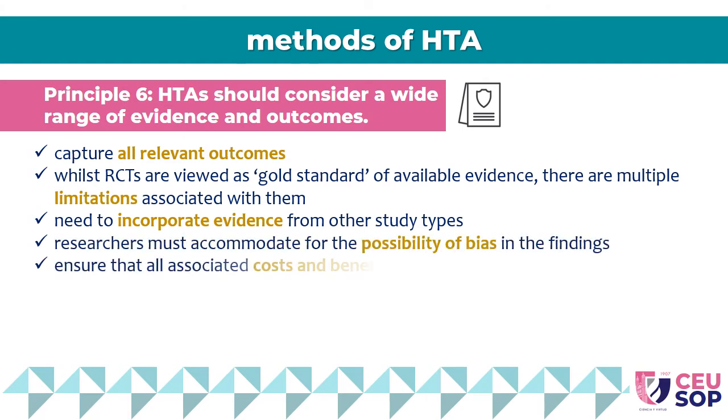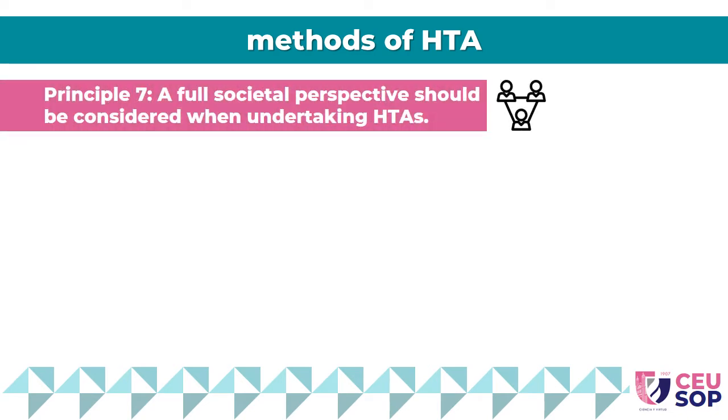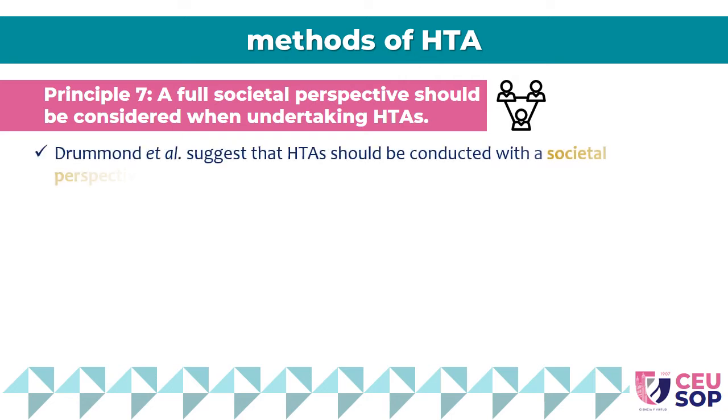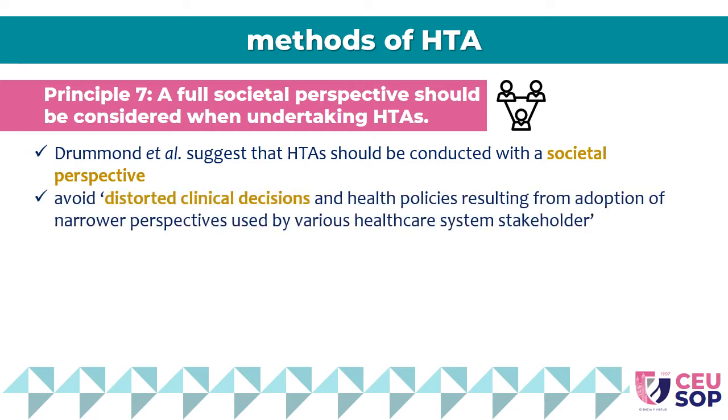This will ensure that all associated costs and benefits are accounted for in the assessment, providing a truer and more representative cost-effectiveness estimate. Principle 7. A full societal perspective should be considered when undertaking HTAs. Drummond et al. suggests that HTAs should be conducted with a societal perspective, in order to avoid distorted clinical decisions and health policies, resulting from adoption of narrower perspectives used by various healthcare system stakeholders.